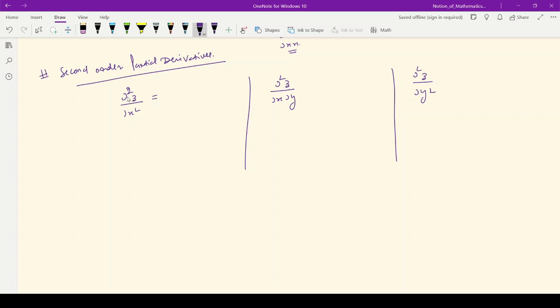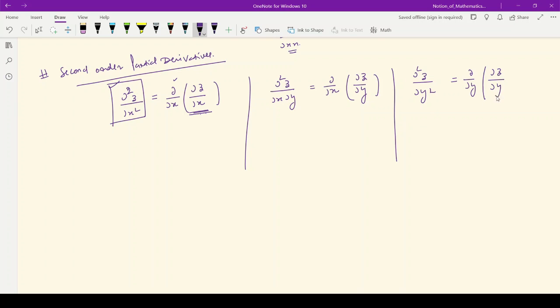So students, how can we evaluate it? If I am writing partial by partial x of partial z by partial x, then we can obtain this particular value. In order to find this partial 2z by partial x2, first we will find partial z by partial x, and then again we will differentiate it partially with respect to x. Thereafter it may be written as partial by partial x of partial z by partial y, and it may be written like partial by partial y of partial z by partial y.